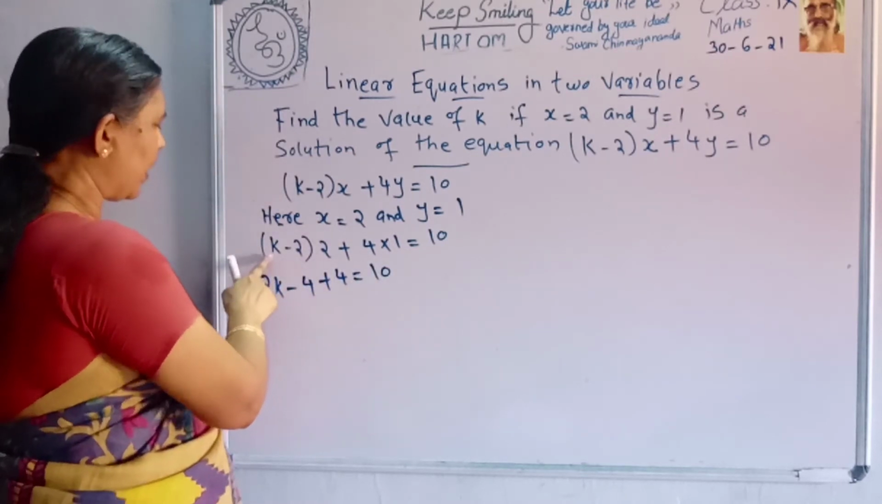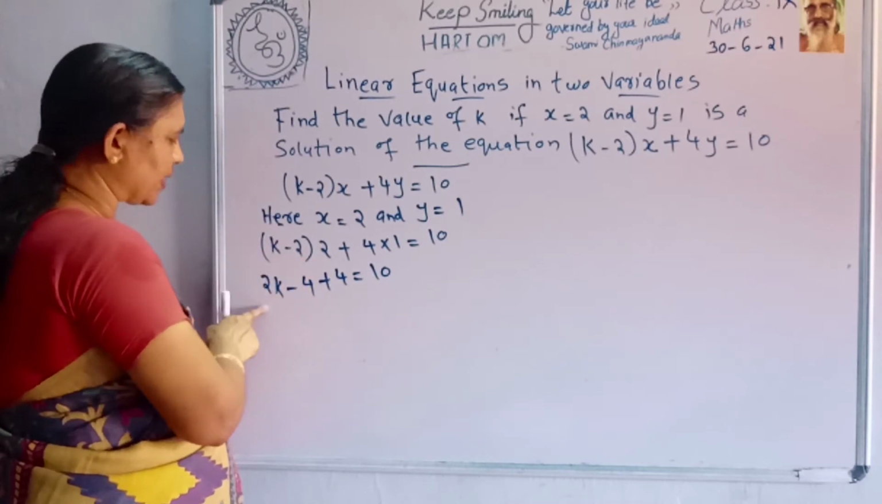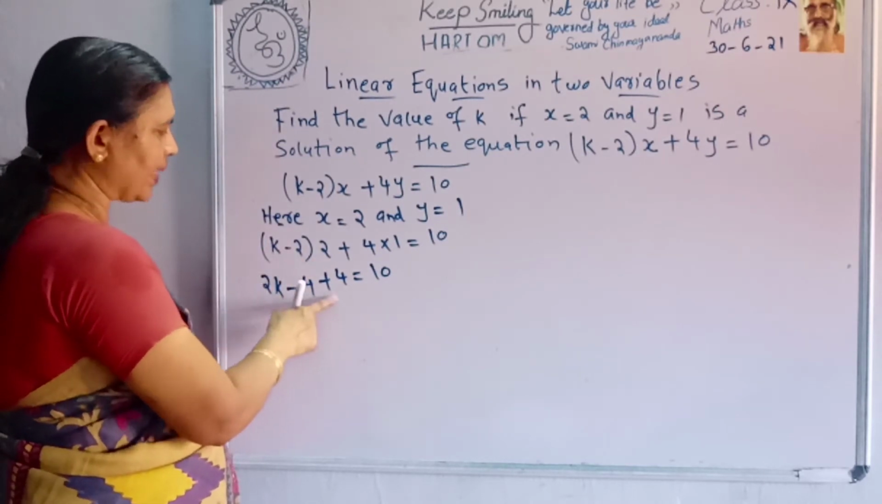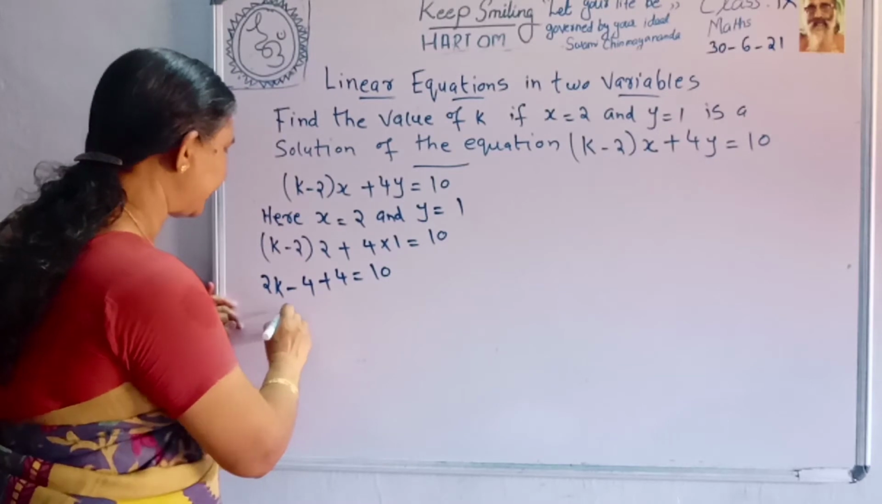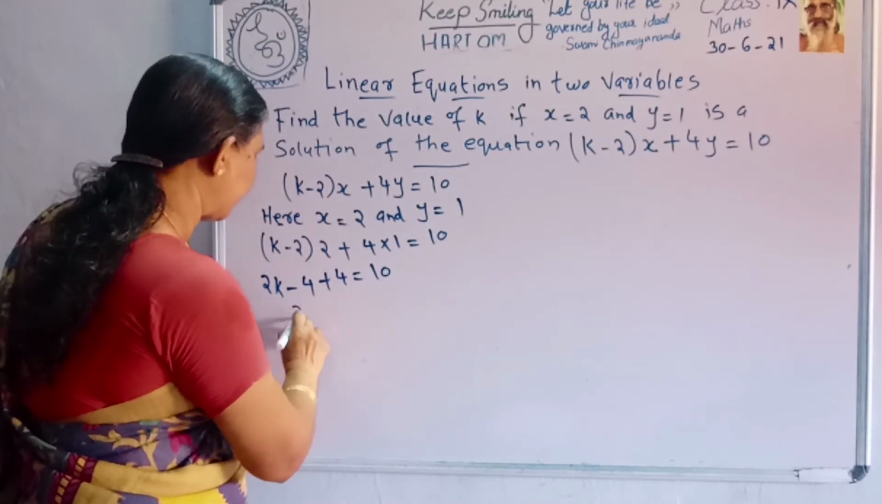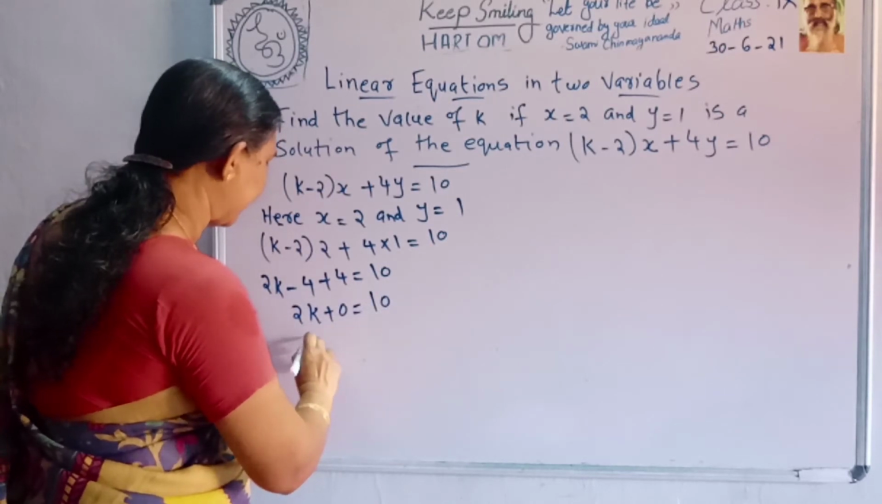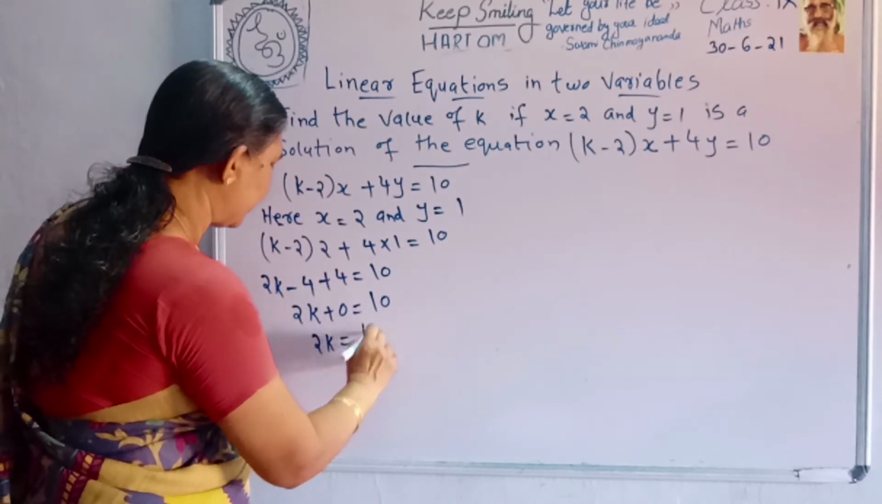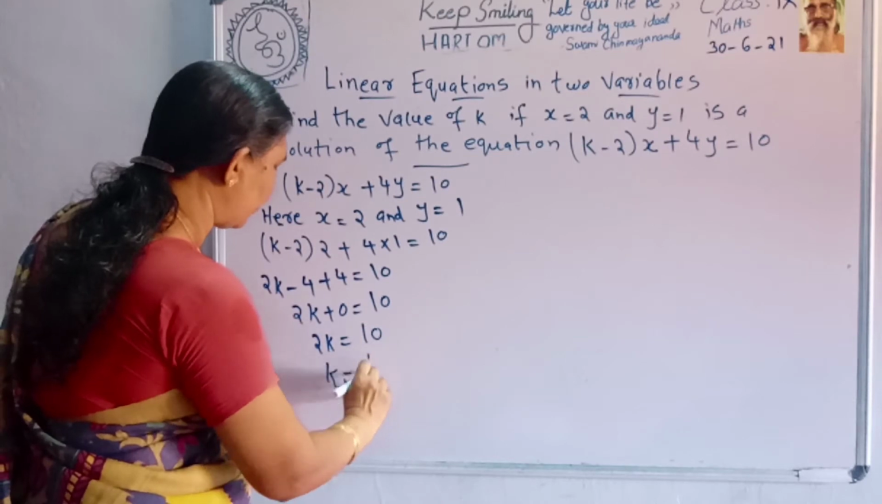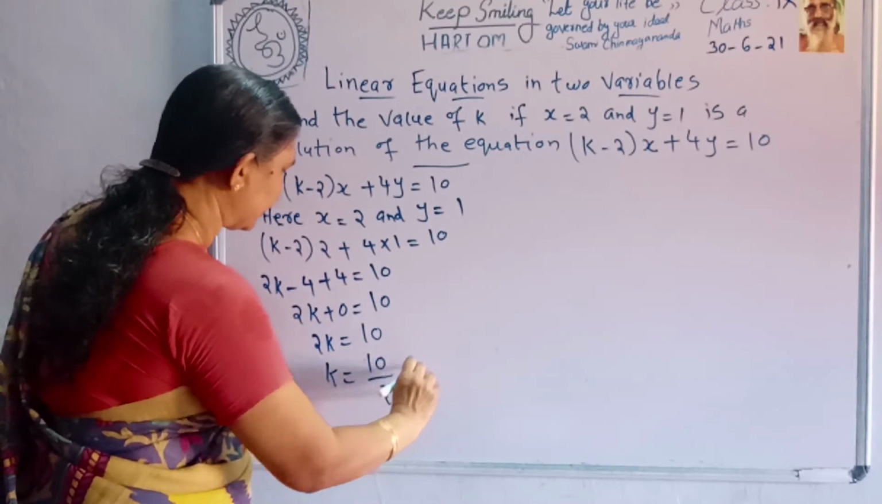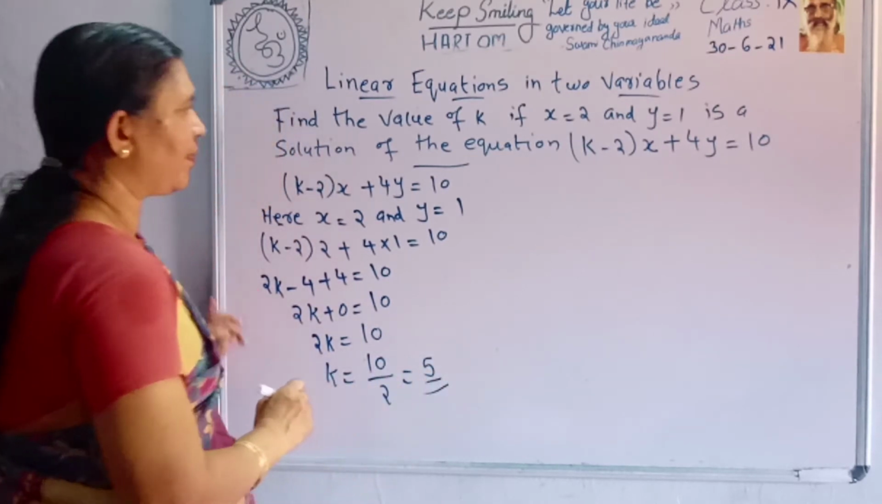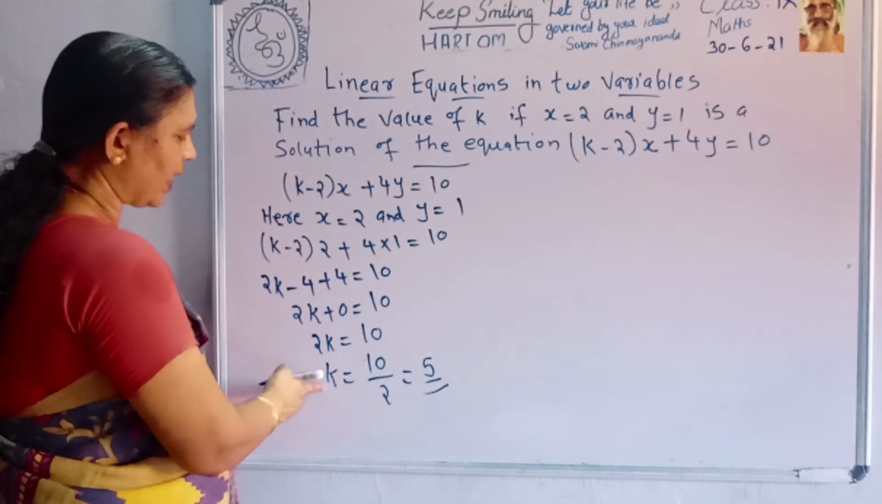Minus 4 plus 4 is 0. That is 2k plus 0 is equal to 10. Then what is k? 2k is equal to 10. Therefore, k is equal to 10 by 2, that is equal to 5. Therefore, the value of k here is 5.